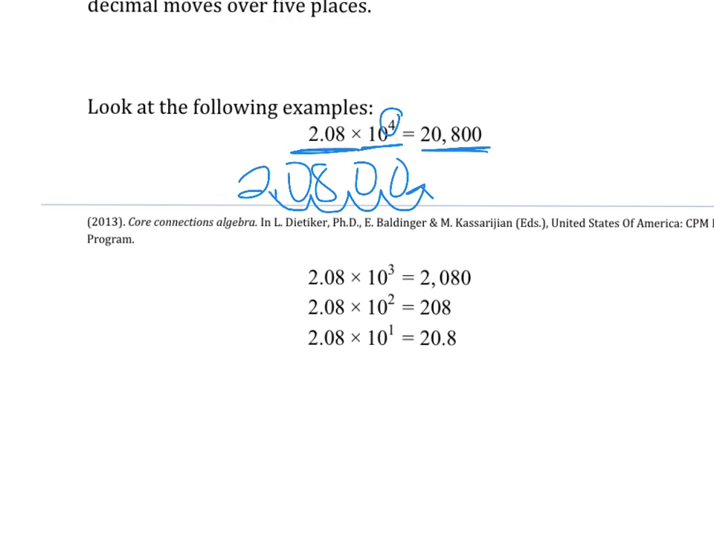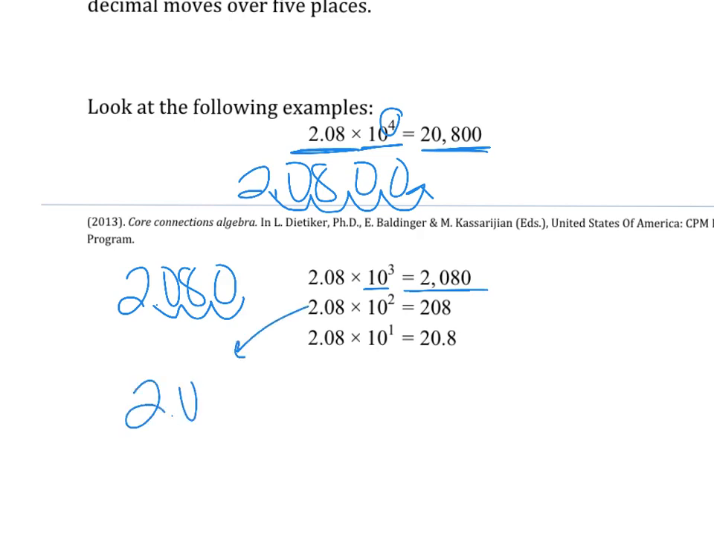Same thing with 2.08 times 10 to the third power. We will move the decimal point 1, 2, 3 spaces, and that's how we're getting 2,080. Again, 2.08 times 10 to the second power is 1, 2 spaces, and that's where we're getting 208. And for the last one, moving one spot gives us 20.8. So if you have scientific notation and this exponent is positive, you're going to move the decimal to the right.